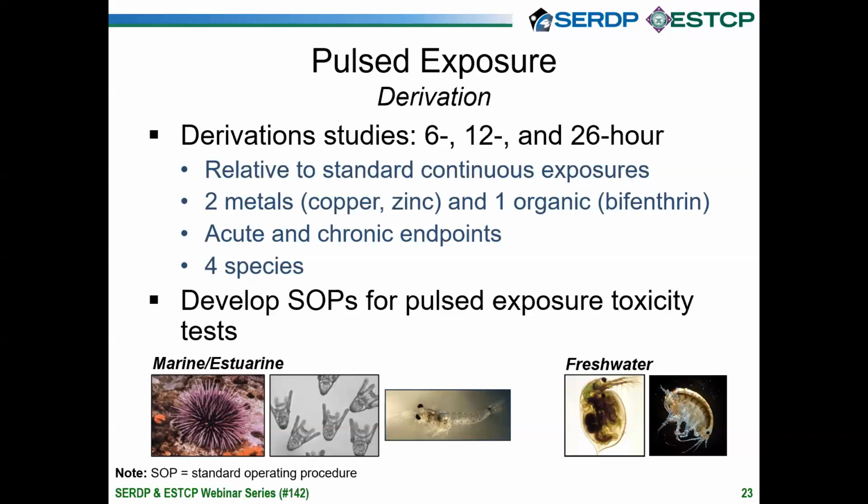Copper, zinc, and the organic bifenthrin were tested in triplicate for each of these species for 6, 12, and 26-hour pulsed exposures. And these pulsed exposure durations were selected based off of an extensive rainfall and discharge analysis that was conducted as part of this project. Now, all of these pulsed exposure tests that we conducted in the laboratory were also run concurrently with standard methods for direct comparability of the results.